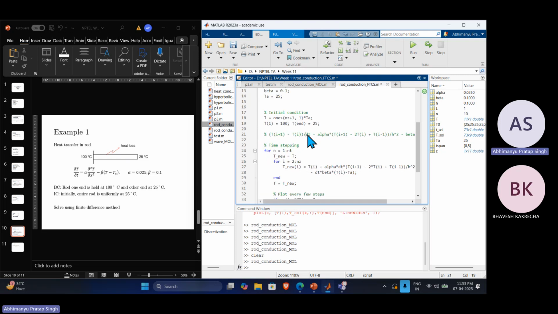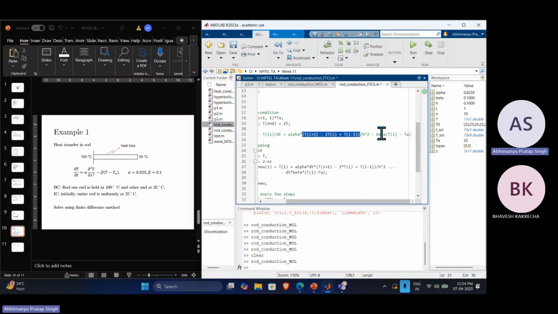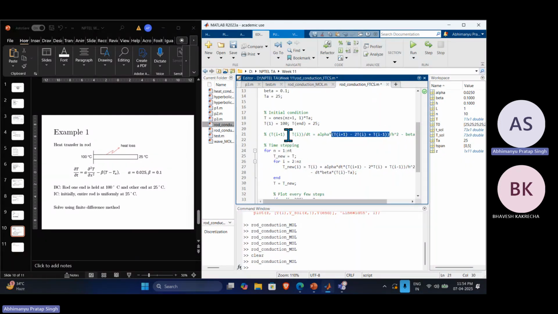Now I will take this dt to this side, so that this now becomes alpha into dt divided by h square. That is the coefficient of these terms, and then this becomes beta multiplied by dt. Okay, and I also take this T_i to this side. One more thing to note here is that this T_i+1 is not the same as this T_i+1. Let me go to the whiteboard.